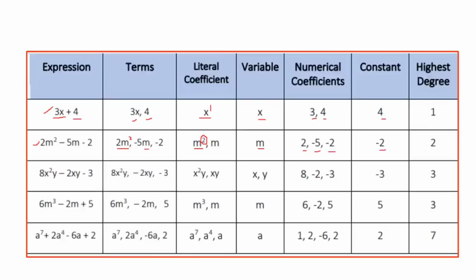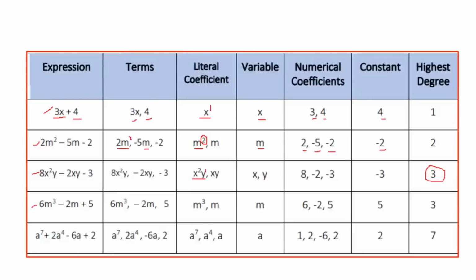Let's go over the other examples. So here is example number 3 and example number 4. For example number 3, its degree is 3. How did we get that? For the literal coefficient, we have x squared y. That is our first literal coefficient. The exponent of x is 2 and the exponent of y is 1. We have to add those two, so 2 plus 1 is equal to 3. That's why the highest degree for this expression is 3.